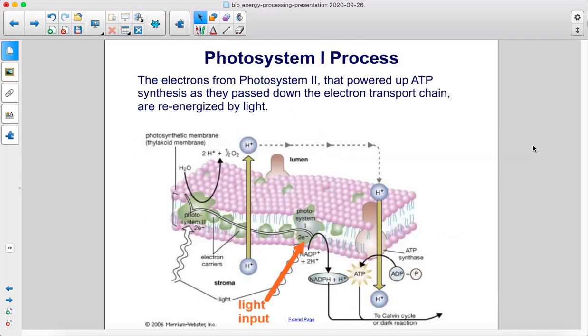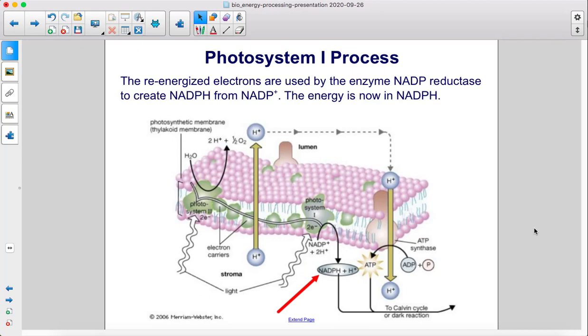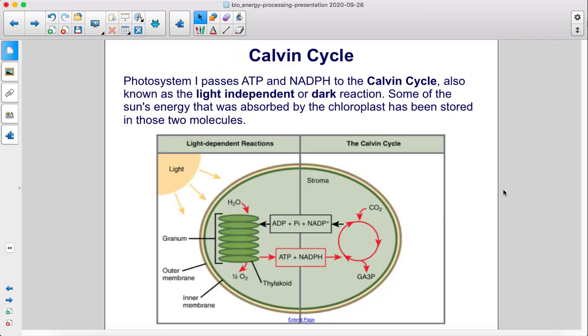The electrons from photosystem 2 that powered up ATP synthesis as they passed down the electron transport chain are re-energized by light. The re-energized electrons are used by the enzyme NADP reductase to create NADPH from NADP+. The energy is now in NADPH. Photosystem 1 passes ATP and NADPH to the Calvin cycle, also known as the light-independent or dark reaction. Some of the sun's energy that was absorbed by the chloroplast has been stored in those two molecules.